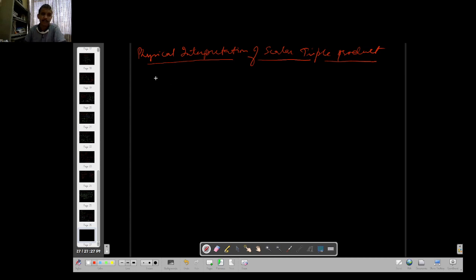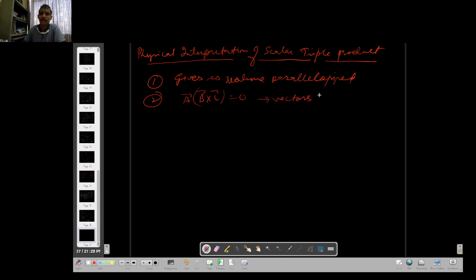So that means the first thing it tells us is the volume of a parallelepiped, and if the scalar triple product is 0, that means the vectors are coplanar. Vectors are coplanar.